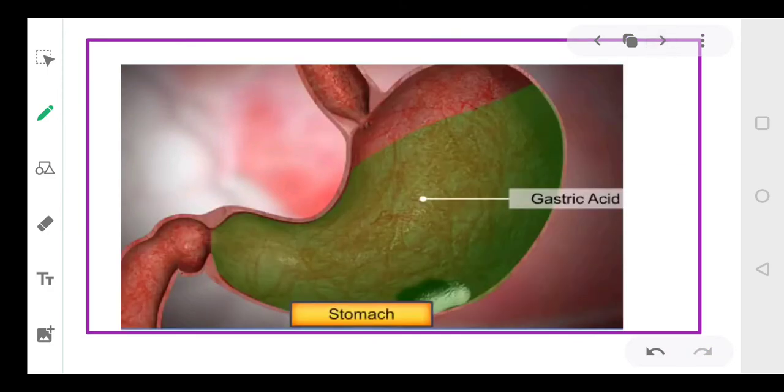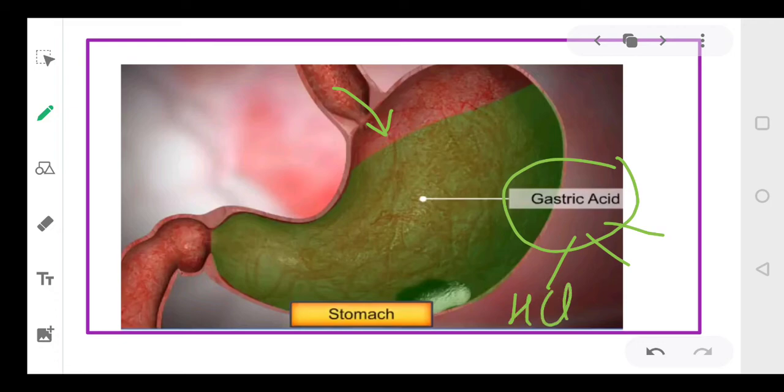Now the food will enter into the stomach. Okay, the food will enter into the stomach. The stomach contains your gastric juice, and the gastric juice has three components. What are those three components? The HCl, mucus, right? HCl, mucus, and it contains an enzyme pepsin. So your food will straight away reach the stomach, and the stomach is filled with the gastric juice or the gastric acid, right? Okay everyone?